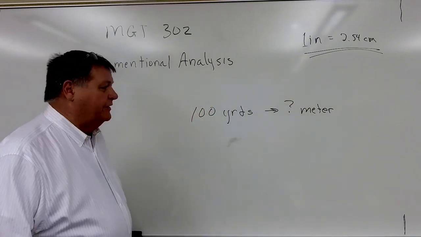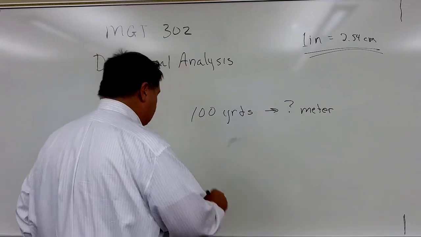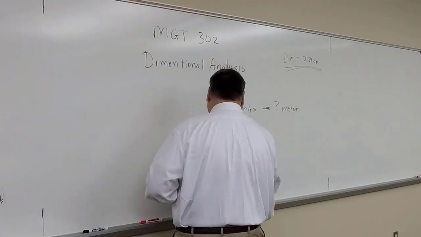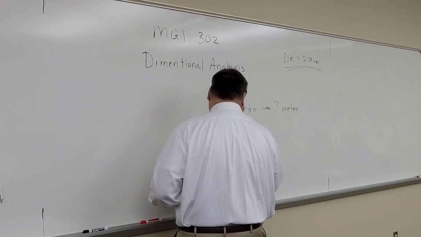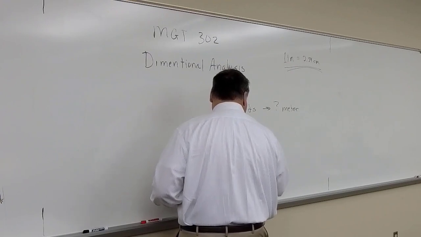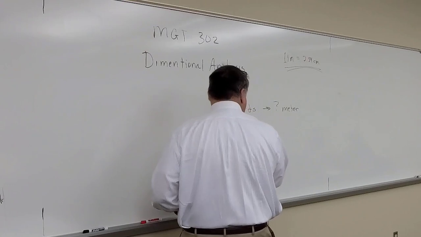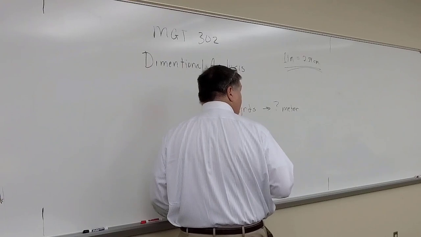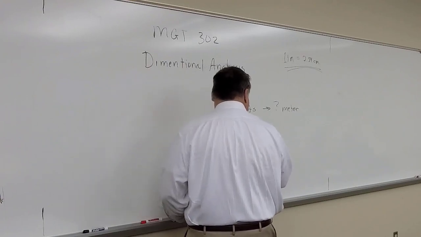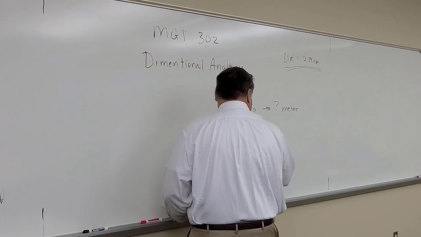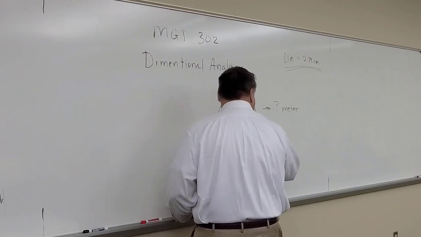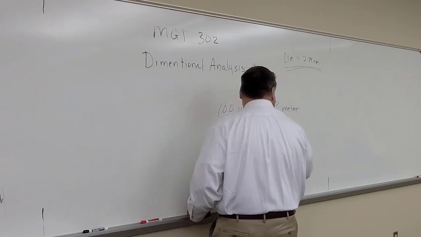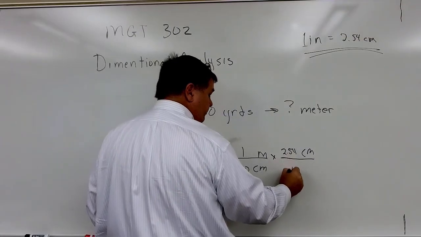So how do we set up the problem? We start with the answer, right? So we go, okay, we want 100 meters. We want to know what is not 100 meters. What are the meters? We need something with meters in it. So something we have with meters in it, we know 1 meter is equal to 100 centimeters. What do we have that has centimeters in it? Now we bring the centimeters up. We know that we have 2.54 centimeters to the inch.